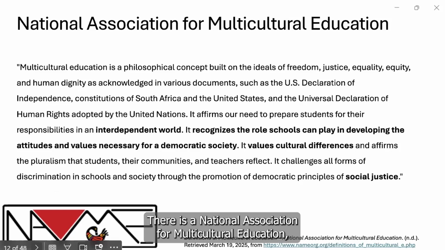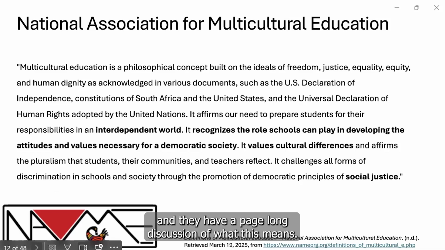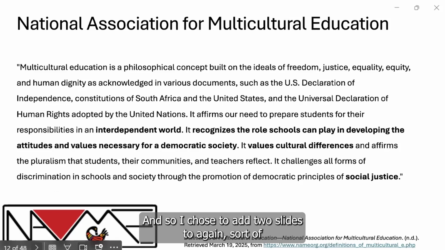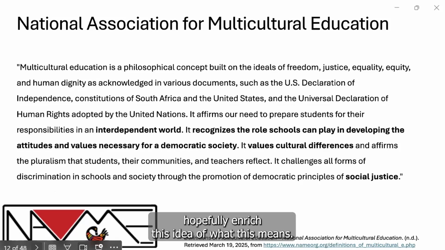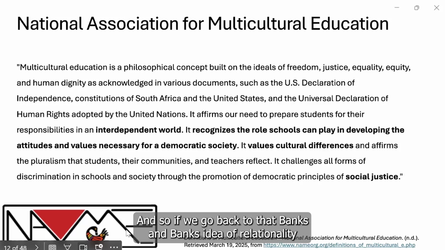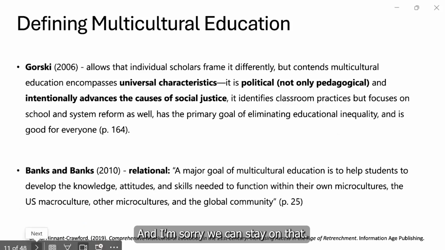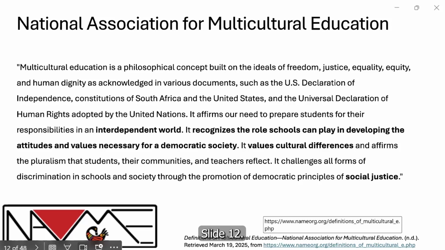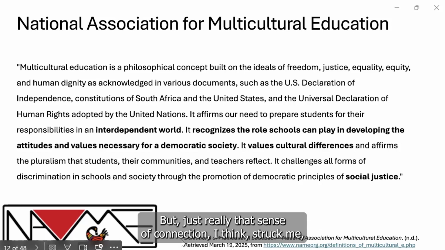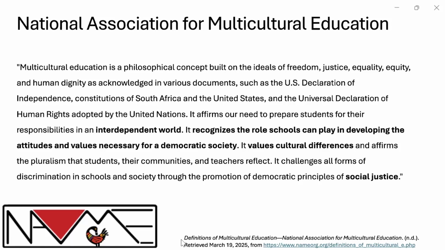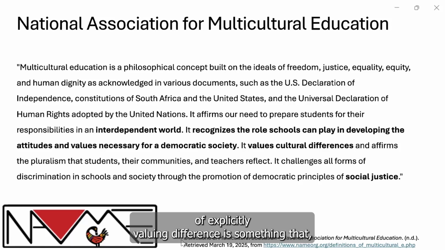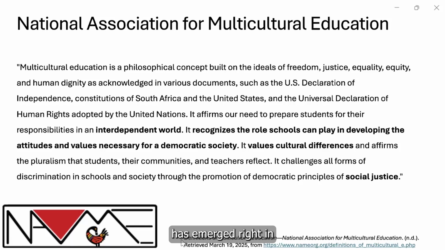there is a National Association for Multicultural Education, and they have a page-long discussion of what this means. And so I chose to add two slides to, again, hopefully enrich this idea of what this means. If we go back to that Banks and Banks idea of relationality, here we see interdependent world, right? We can stay on that slide 12, but just really that sense of connection struck me. And this idea of explicitly valuing difference is something that has emerged, right, in the last 100 years or so.